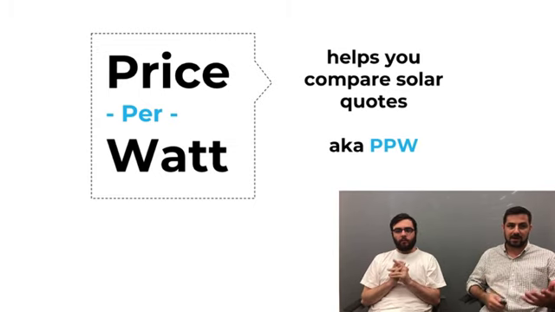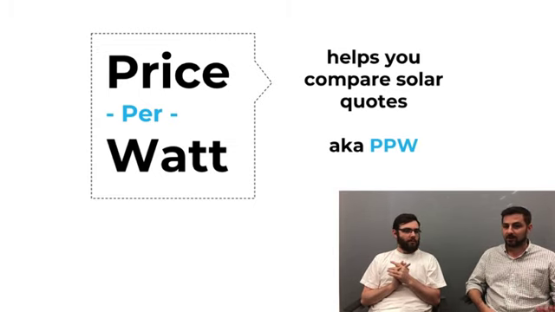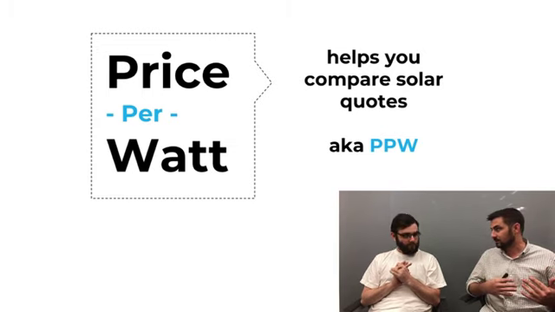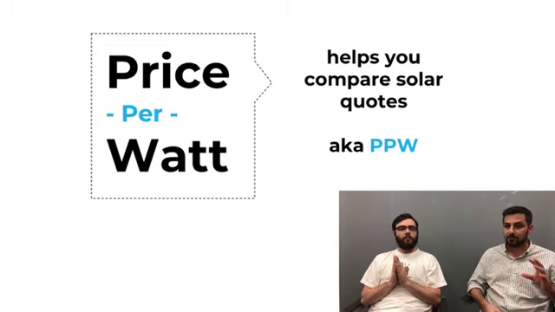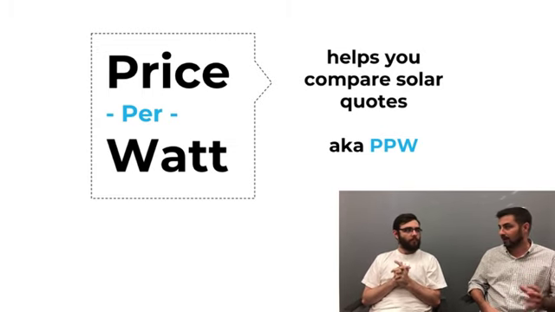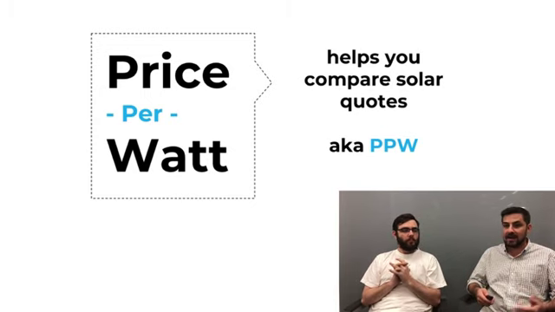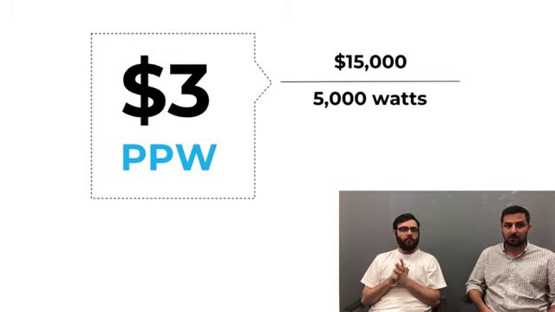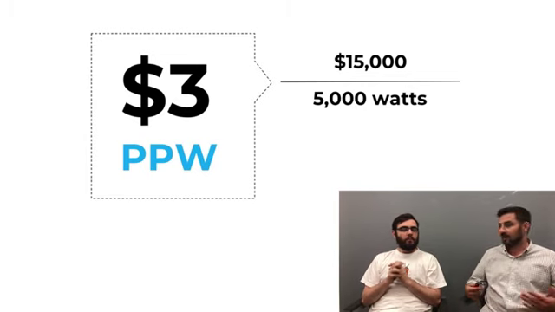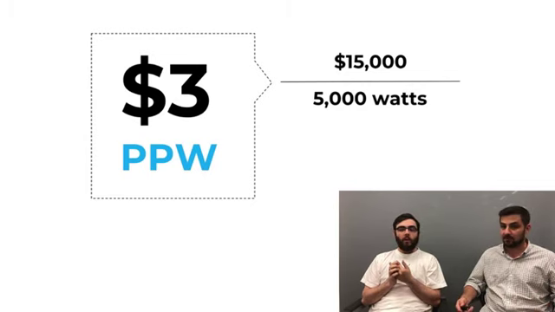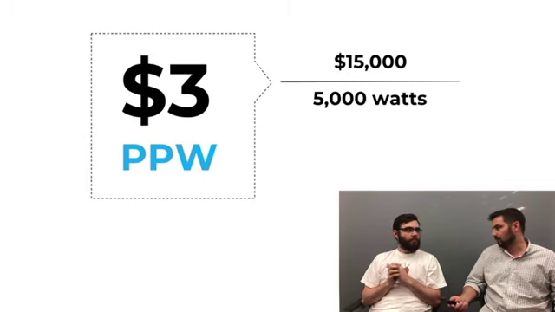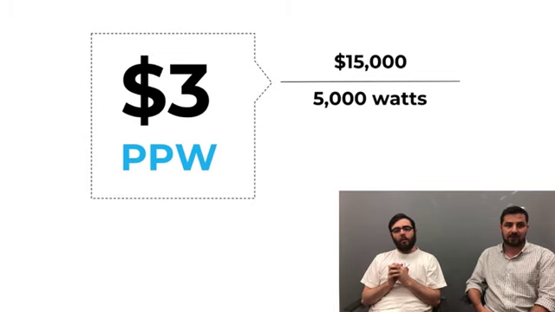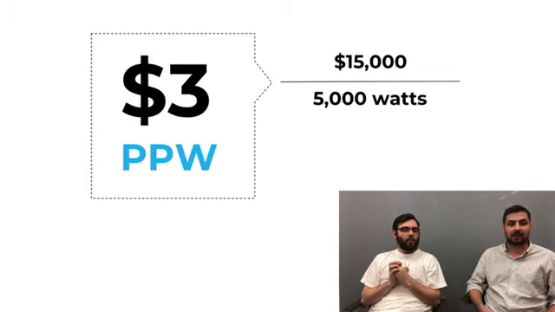As Patrick mentioned, it's going to help you compare solar quotes. Sometimes system sizes are going to vary, but if you can find the price per watt, you can now compare two system sizes that aren't actually the same. Right. So here's an example. $3 per watt would mean you have a $15,000 solar system, and there's 5,000 watts, also known as a 5 kilowatt system, which is a pretty standard residential solar system size. That's going to give you a $3 a watt cost.